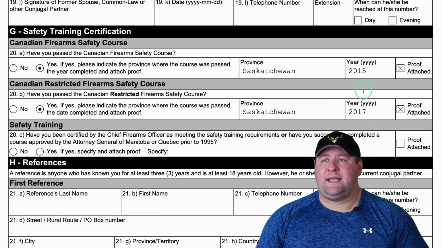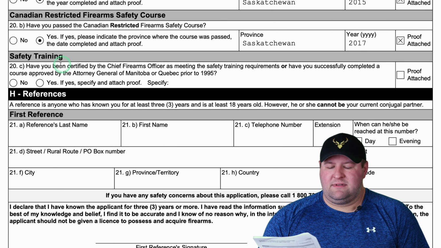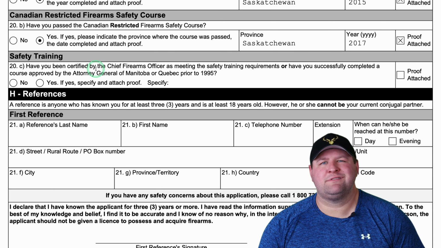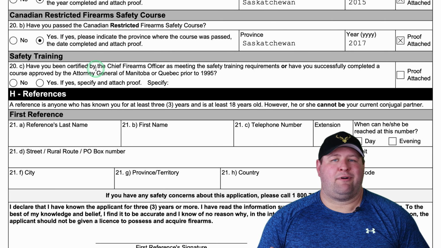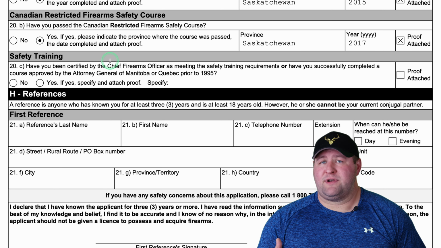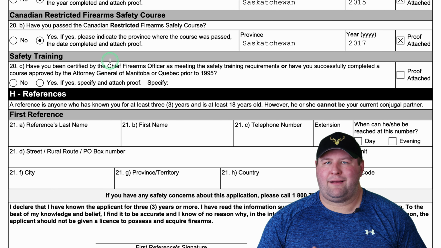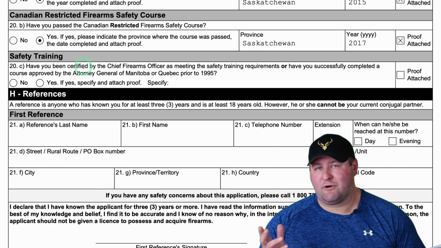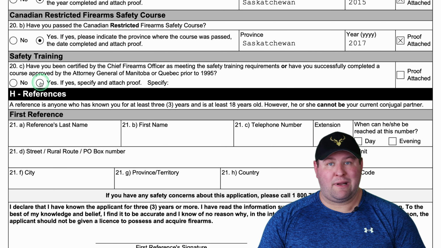All right, 20C. And 20C is maybe just a handful of people who've ever used this. I don't know, I never heard of anyone. So if the Chief Firearms Office certified you before 1995 in Manitoba or Quebec, you would check off yes and then put proof. Never heard of anyone doing that, so it probably doesn't apply to you.